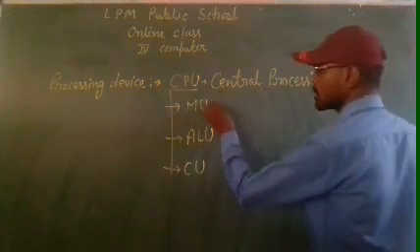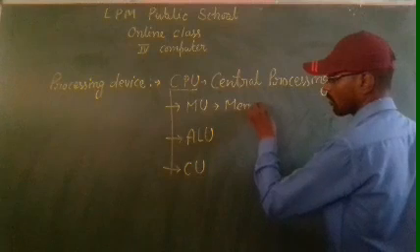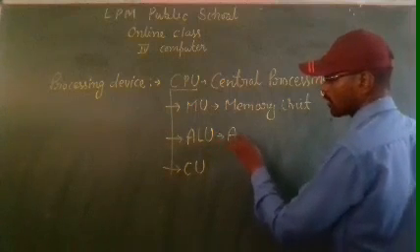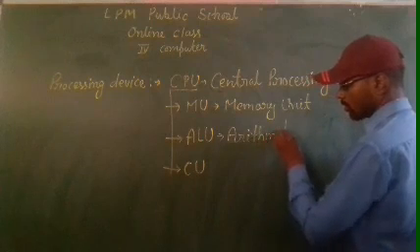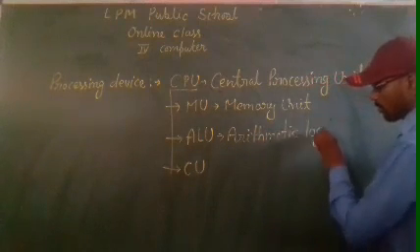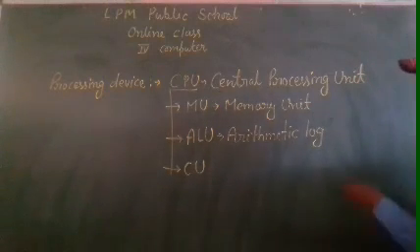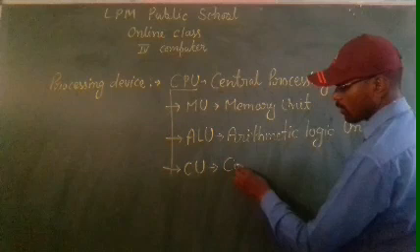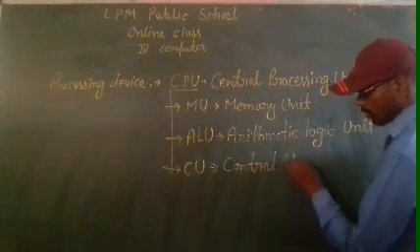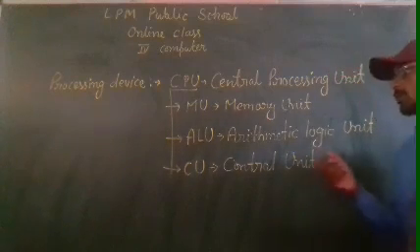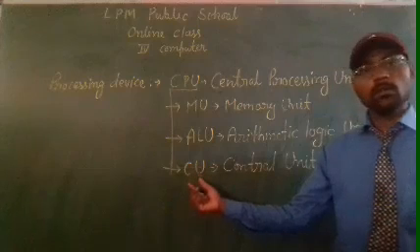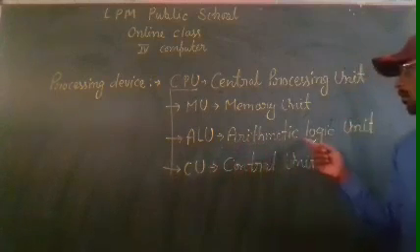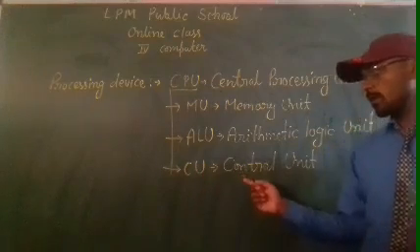Students, MU stands for memory unit. ALU stands for arithmetic logic unit. And CU stands for control unit. These are the full forms of MU, ALU and CU.